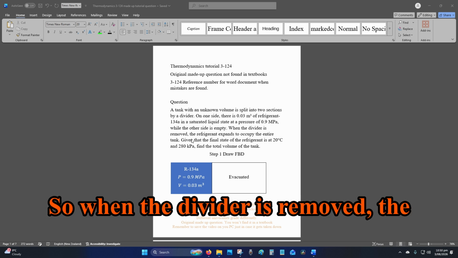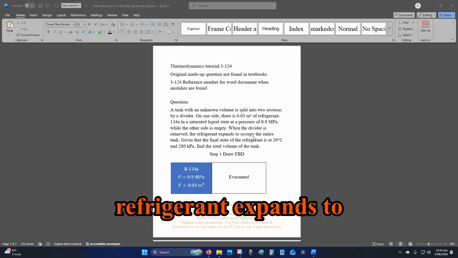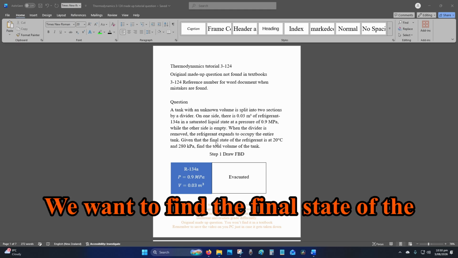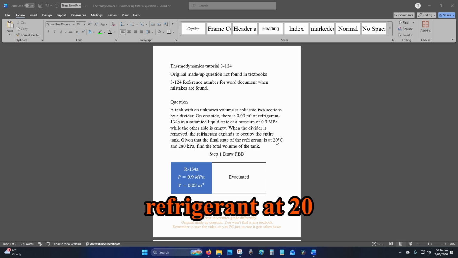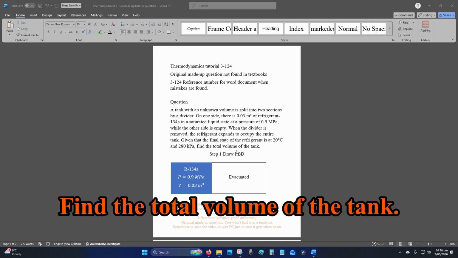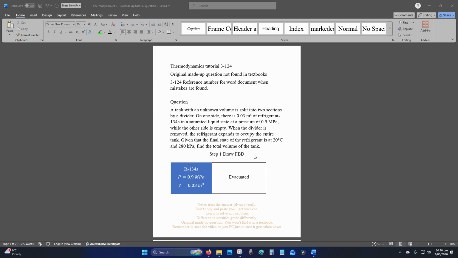So when the divider is removed, the refrigerant expands to occupy the entire tank. We want to find the final state of the refrigerant at 20 degrees Celsius and 280 kPa. Find the total volume of the tank.